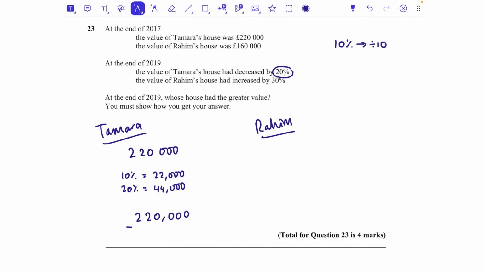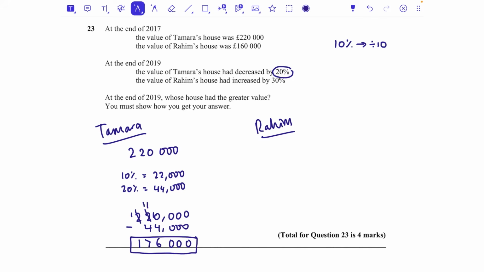So we're going to do £220,000 take away 44,000. Now 0 take 4, I can't take away. If there's more on the floor, you need to borrow from next door. 10 take 4 is 6. 1 take 4, again I'm going to borrow from next door. 11 take 4 is 7. And 1 take 0 is 1. So Tamara's house in 2019 is now worth £176,000.